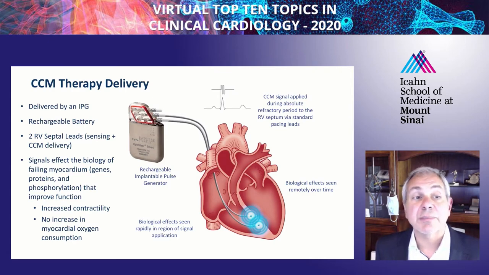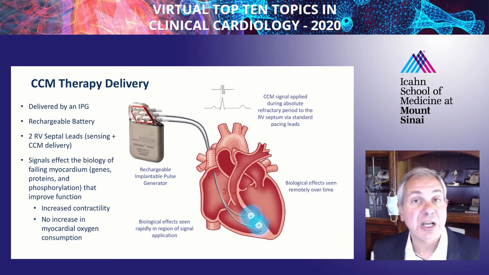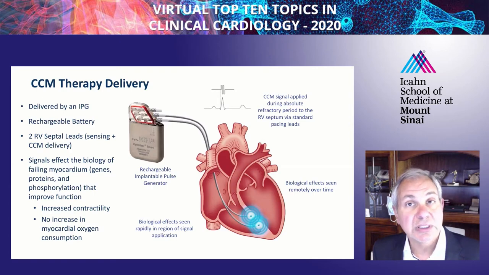The signals affect the biology of the failing myocardium, specifically genes, proteins, and phosphorylation, in a way that improves cardiac function. As mentioned, it increases contractility with no increase in myocardial oxygen consumption. As shown on the slide, it's important to note that these biological effects are seen rapidly in the region of signal application, but it has been demonstrated that the biological effects are seen remotely in the left ventricle over time.